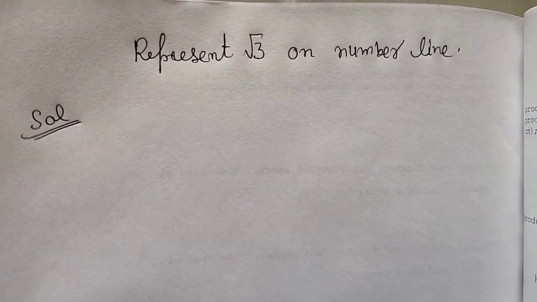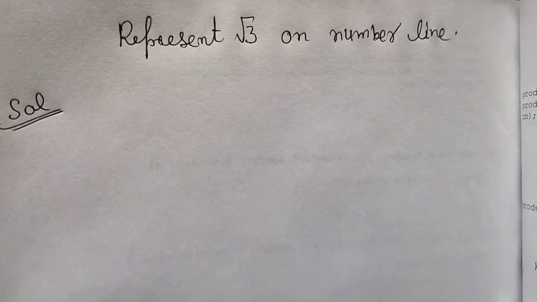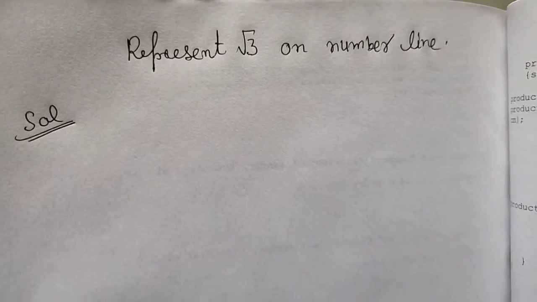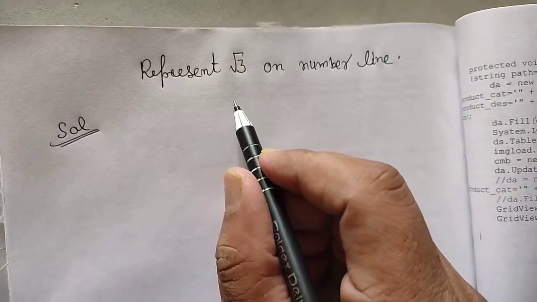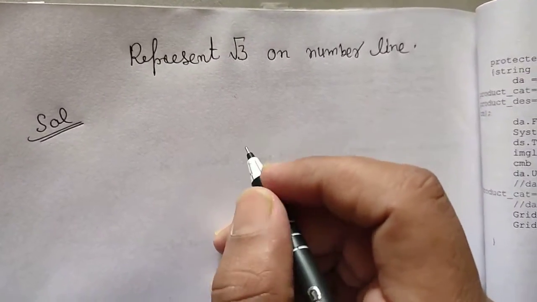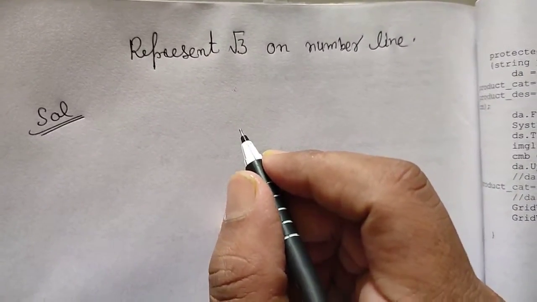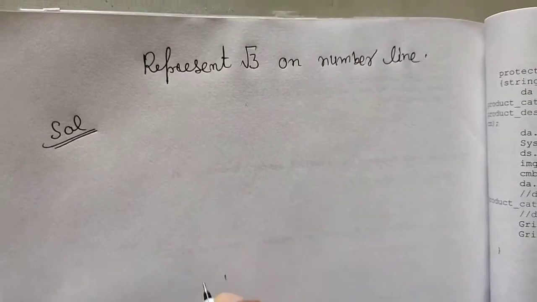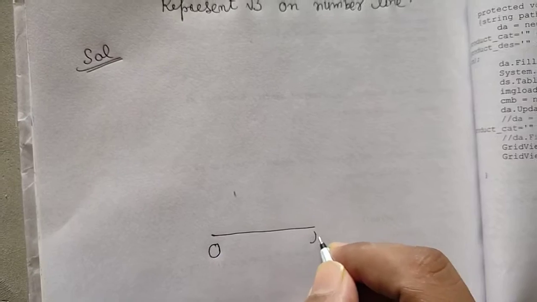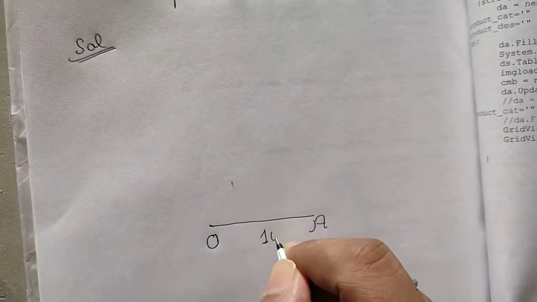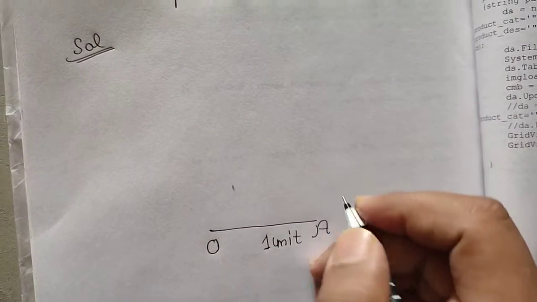So today's topic is to represent root 3 on the number line. As I told you yesterday, root 3 depends on root 2. So firstly we have to revise root 2, how it will be represented on the number line. You remember that for under root 2 we draw a line segment OA equal to 1 unit or 1 centimeter.